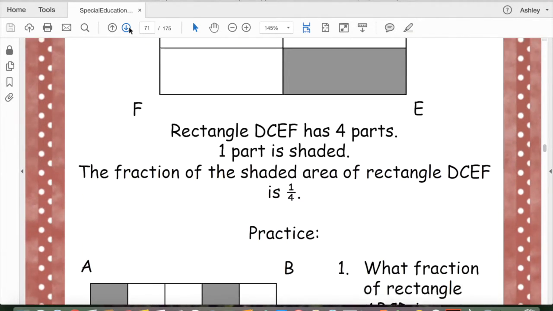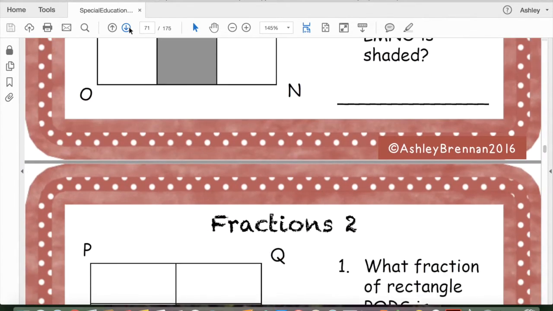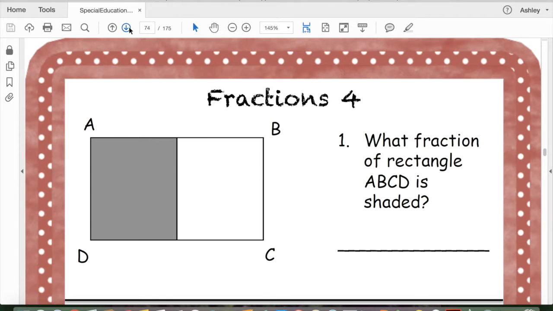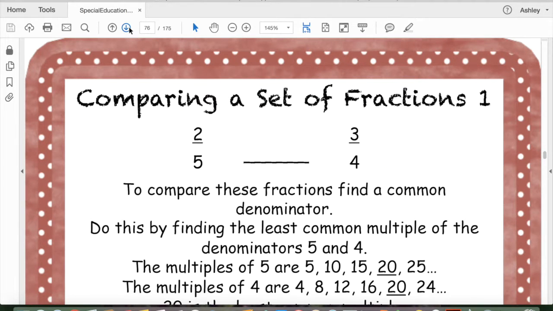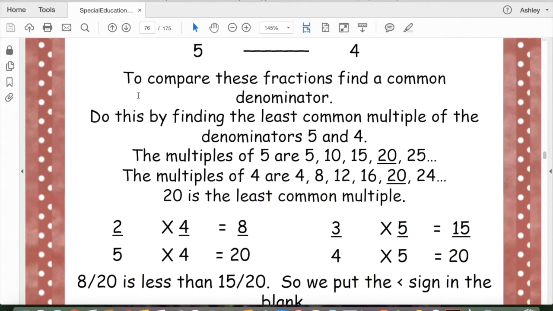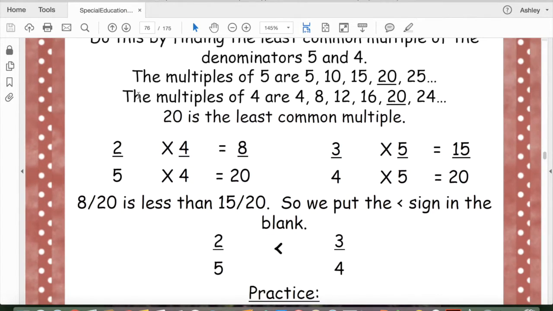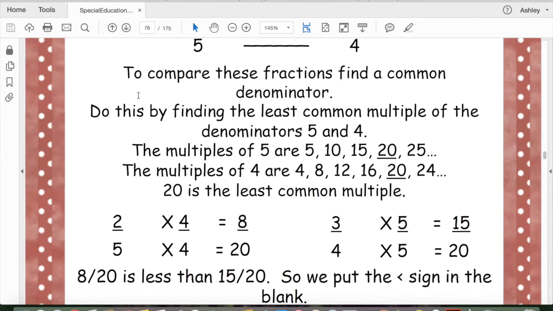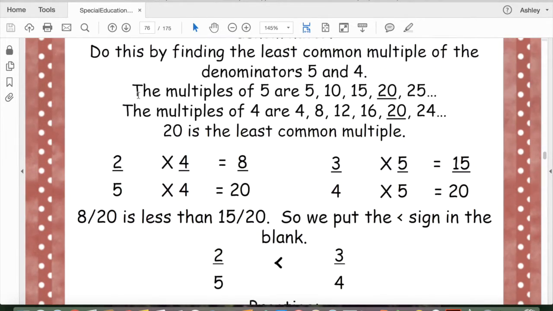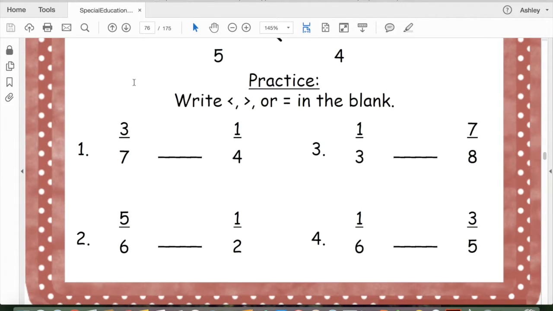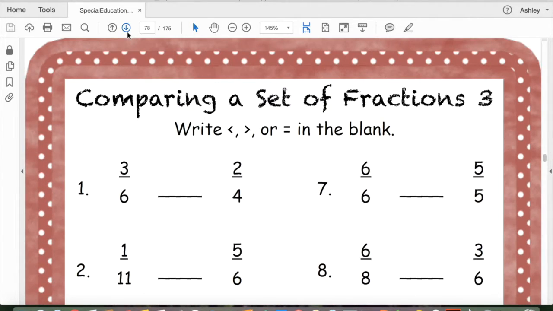So we have fractions next, different rectangles, and the fraction of the shaded area. Now we have comparing a set of fractions, so again it gives a good breakdown, finding the multiples, comparing them with the least common multiple. Okay, so then lots of practice for those.